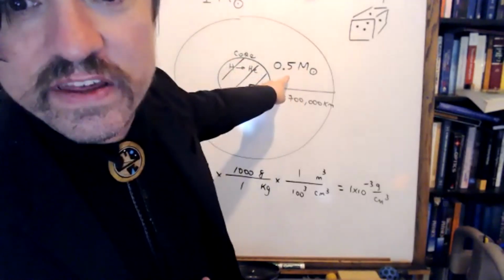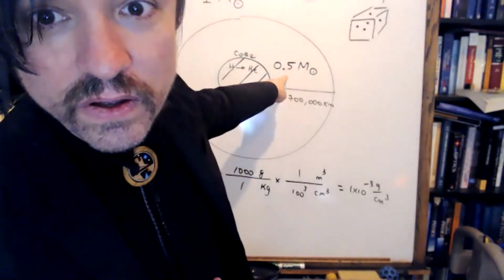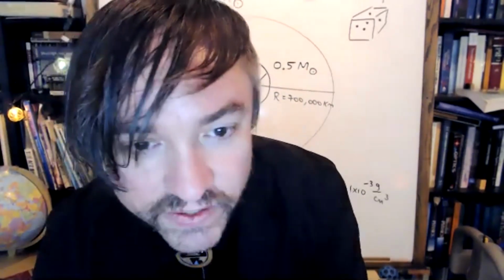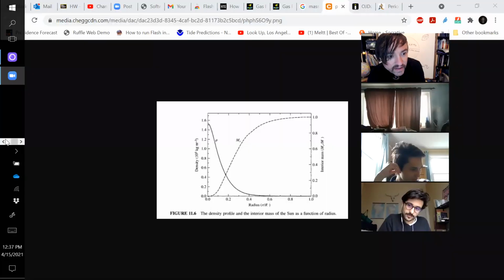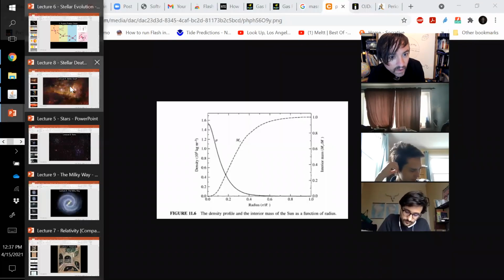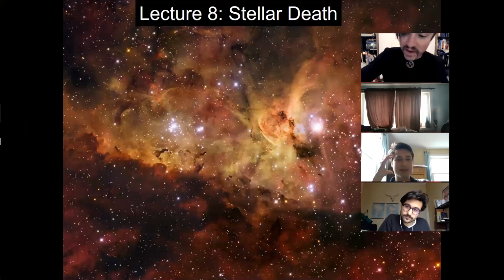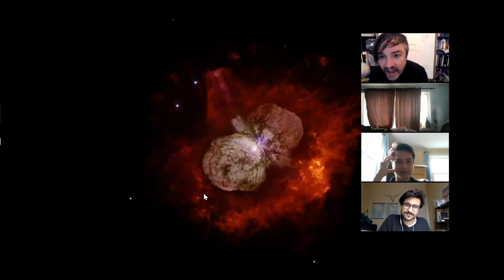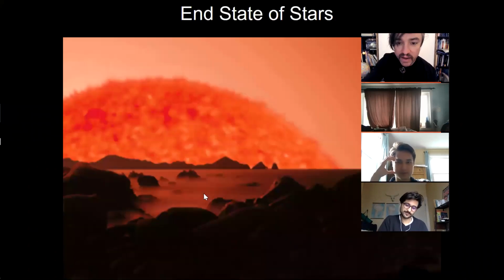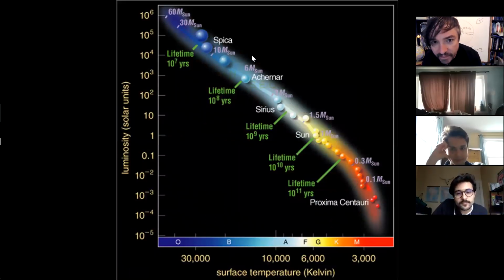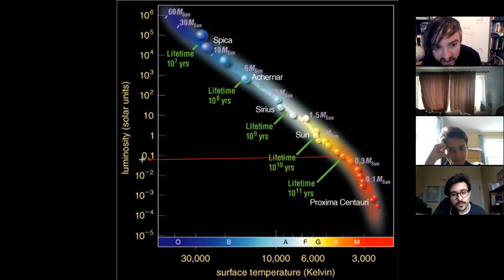If that was a star, what would its spectral type be? These are the kind of questions I'd want to ask you during an exam. If I had a 0.5 solar mass lump of hydrogen and helium, what would my spectral type be? So K. Yeah.